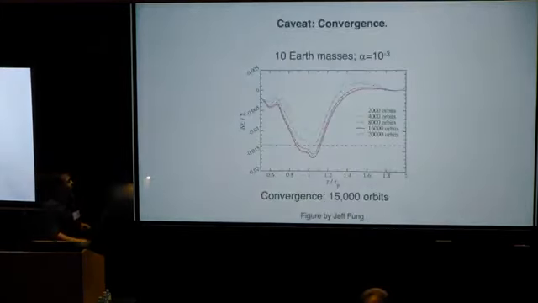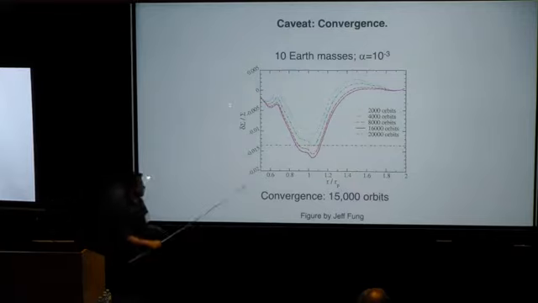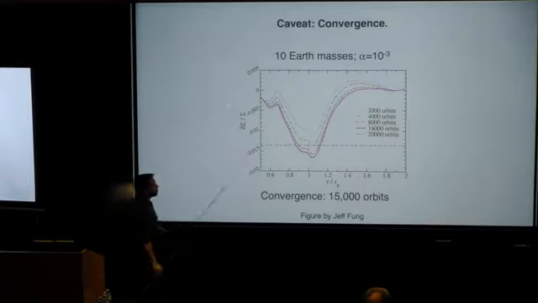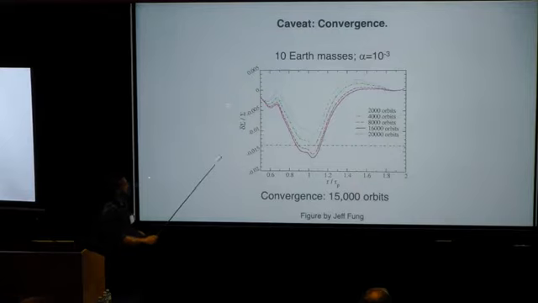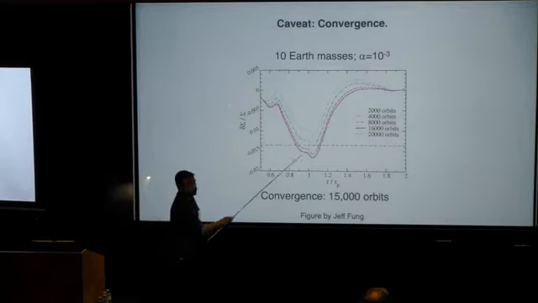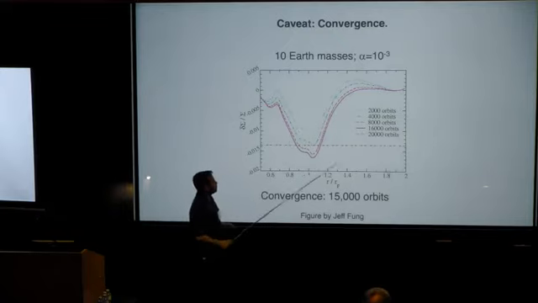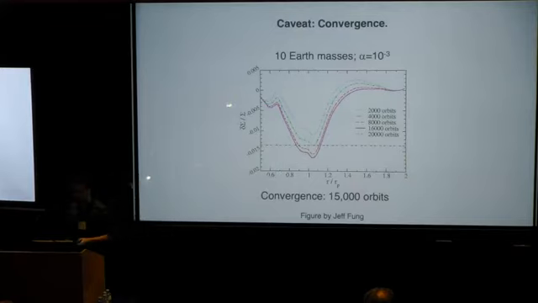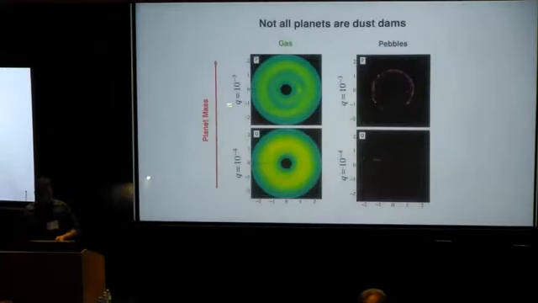Convergence is an issue. So this is a plot done by Jeff Fung. And the gap here, you can keep calculating it for a long time. The gap just keeps getting deeper and deeper. Convergence for this model, which was alpha 10 to the minus 3, is eventually achieved when you have more than 15,000 orbits. So the lines here for 16,000 orbits is black, and the purple one, 20,000. So you have to calculate for a long, long time to achieve equilibrium.